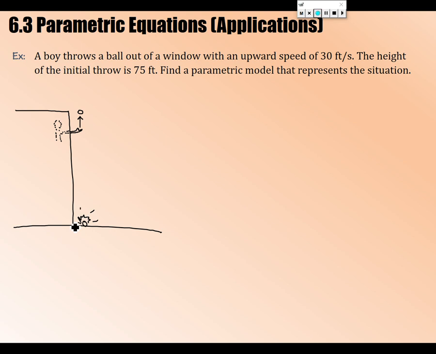Yeah? So let's come up with a parametric model that represents this situation. That is, give me an x of t and a y of t that models this. X of t is fixed. There's no motion if he really is doing this well. There is no motion in the horizontal direction.